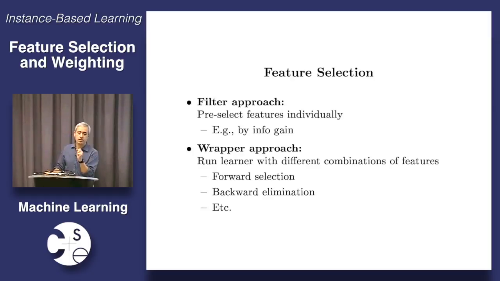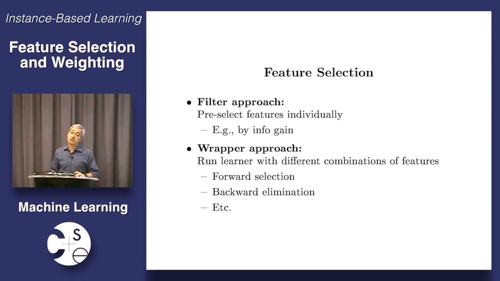The wrapper approach, as the name implies, is you wrap the feature selection around the algorithm. Right? I want to throw out only the features that aren't useful even in combination with other features, but how do I know? I don't know that in advance. I will only know that after I run the algorithm. Well, so let's just do that. Let's run the algorithm with different subsets of features and see how well it does.